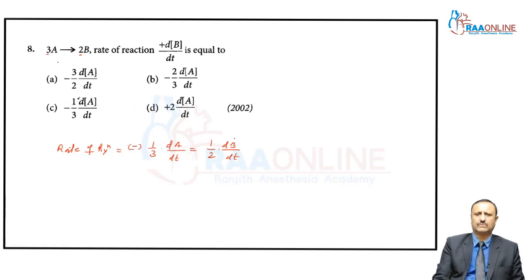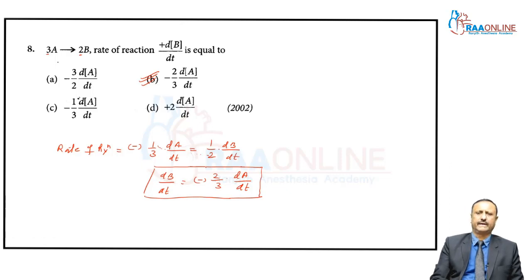dB upon dt is equal to, when you put it that way, this 2 goes to the upper side, so minus 2 by 3 into dA upon dt. This is the correct expression, and it is present in option B. So you can go to option B. This question was also asked in NEET 2002. Question number 8, the answer is B, and we can derive this question here.